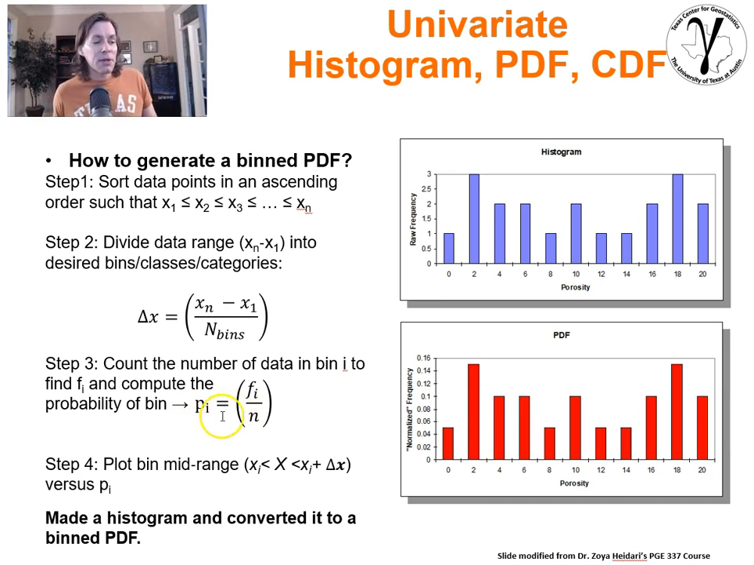Now, for plotting purposes, it's very convenient to pick a mid-range value for each bin, like I've done here, and report it based on the mid-range values, rather than say that this bin right here is between 1 and 3% porosity. We just report it by the center of the bin, the midpoint of the bin, which is 2% porosity.